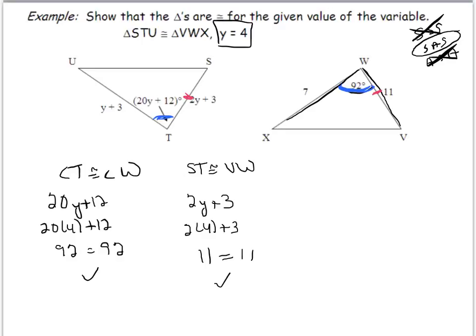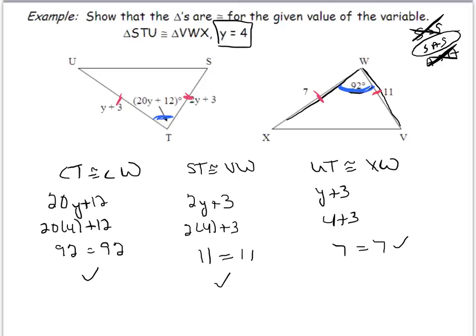Last but not least, if you take a look, UT would have to be congruent to XW. So let's take a look at UT here. We have y plus 3. Well, if I plug this in, 4 plus 3 gives me 7. Does 7 equal 7? It sure does, making UT congruent to XW.